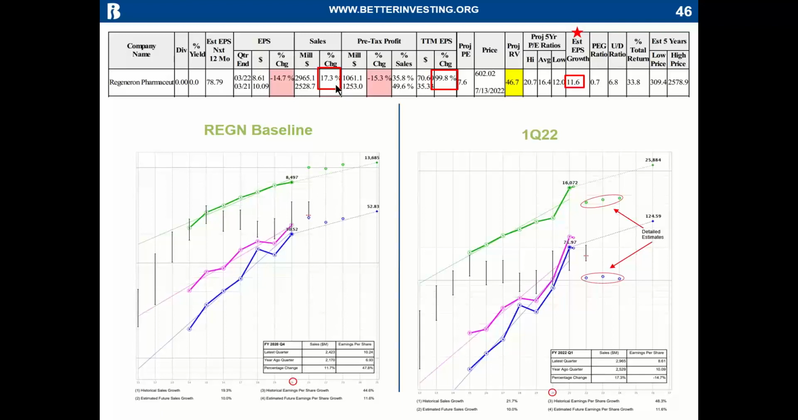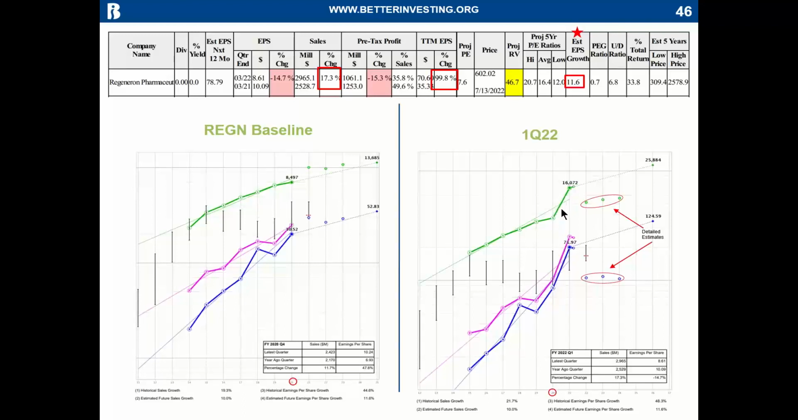Now, if you look at the first quarter of 2022 SSG, you can see I've also put a little red circle around the year 2020 at the very bottom. I put that on both the baseline and the first quarter of 2022 spreadsheets, so you can use that as sort of a marker. And you can see 2021 was a phenomenal year for Regeneron. They had a huge increase in their sales, pre-tax profit, and earnings.